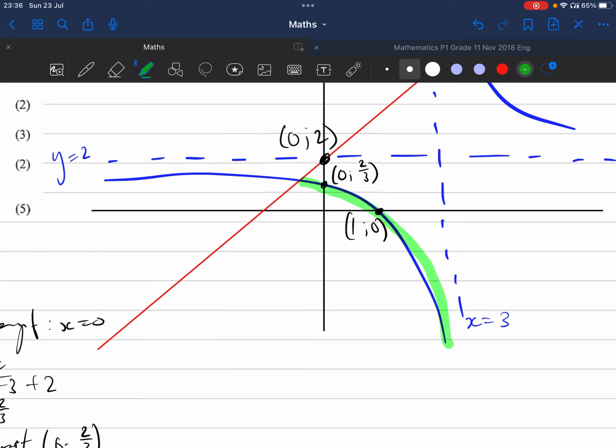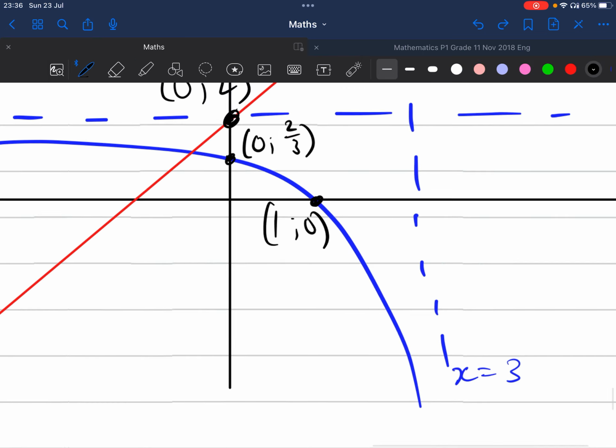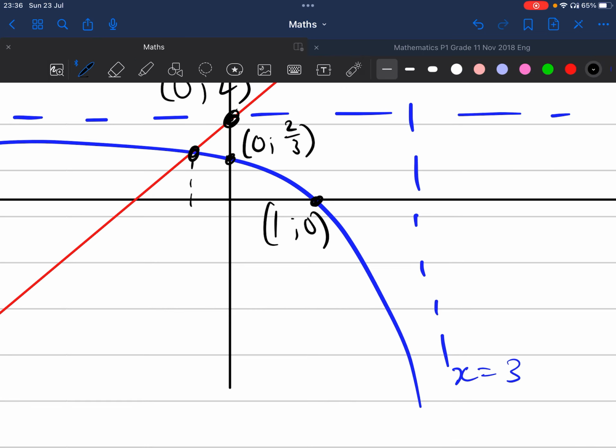You can see that if we start from here going in this direction, it's greater, right? You can see it's above the straight line. If we keep going, it's always above until that point of intersection, and from there till our asymptote, it's less than the straight line. So that's basically the area that we're looking for. Okay, so from here till there.